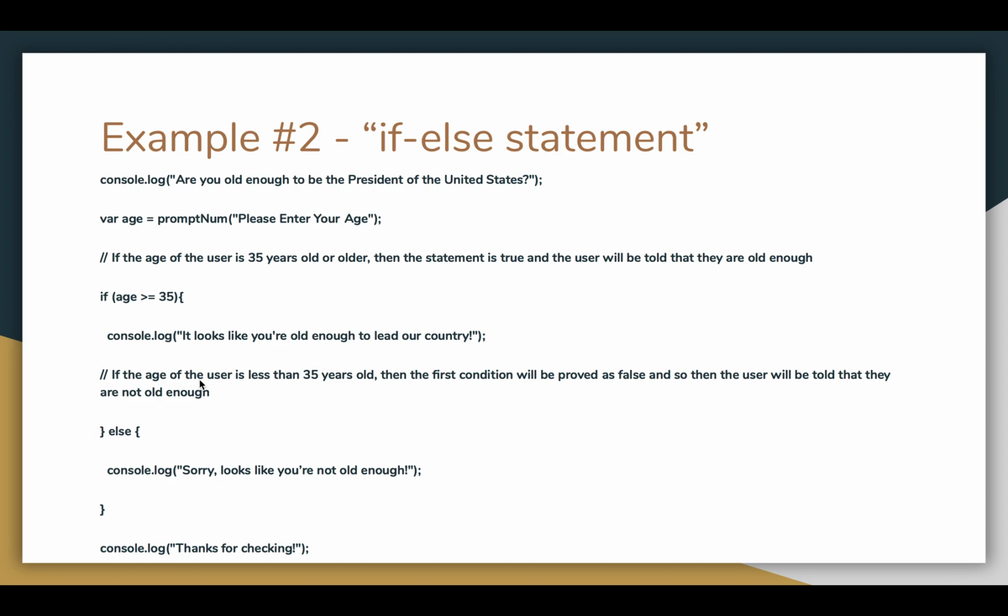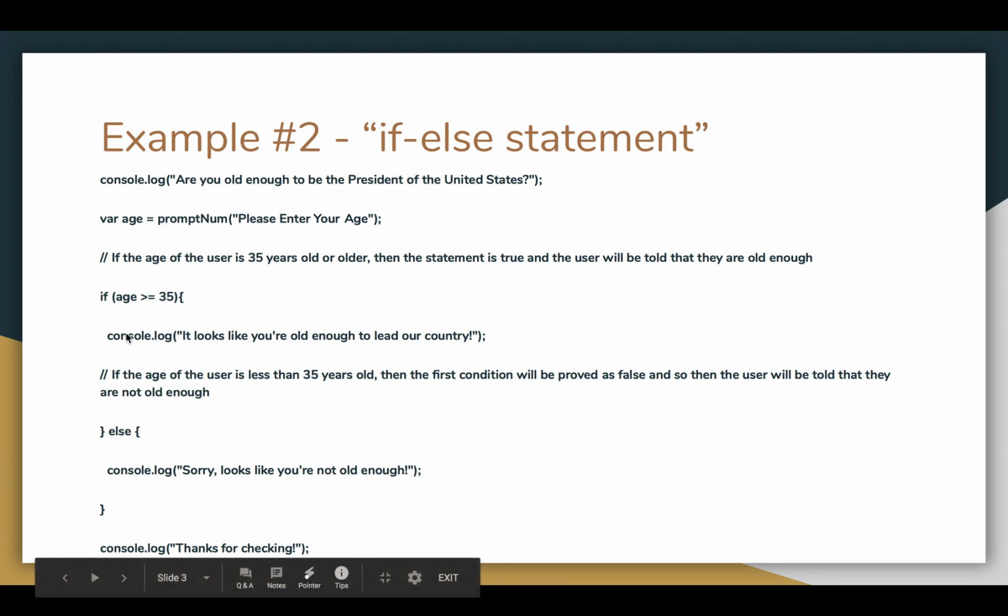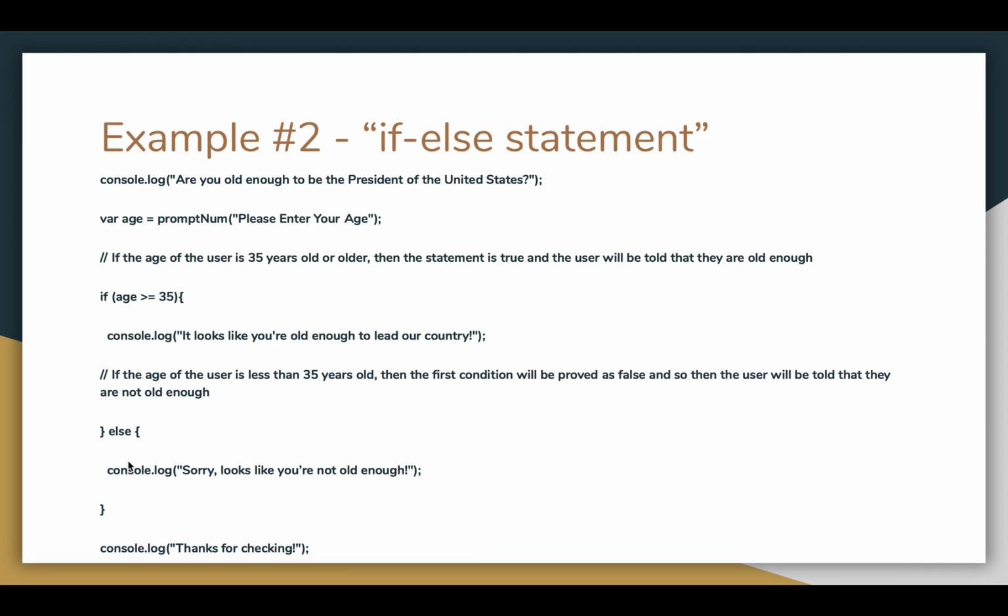So if anything else, then this condition is met, right? So any other age, basically anything younger than 35, else, then this will pop up. Sorry, looks like you're not old enough, right? Because this proved to be false here, it's true here because of if-else. So this lets you check more than one condition at a time.